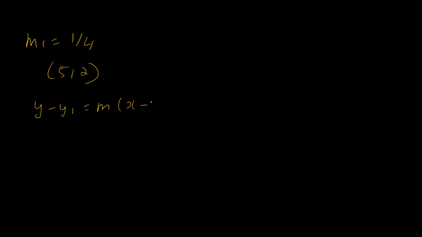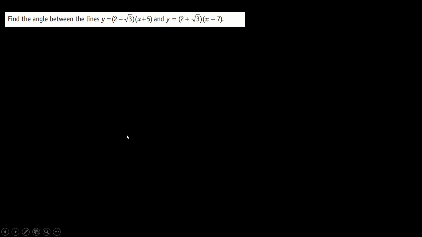Now we have m1 equal to 1/4 and we have the point (5, 2). Then using the equation y - y1 = m(x - x1), we will get the final equation as x - 4y + 3 = 0. Let us move on to the next question. You guys must be faster than this during the exam.